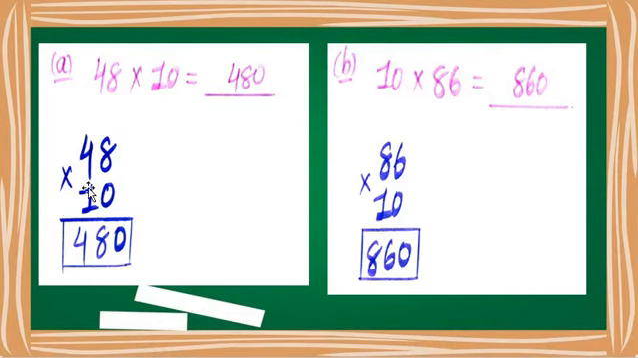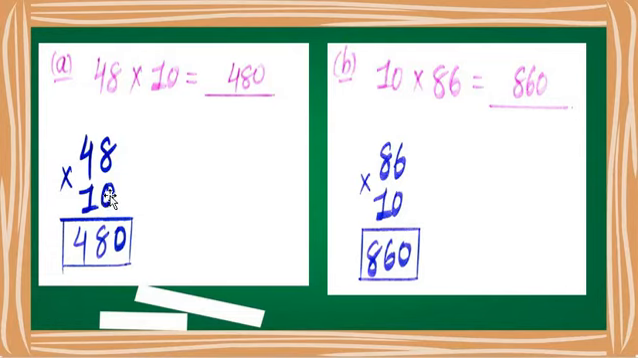So how many digits are here, all students? 2 digits, and here 10 is down. So the 0 of 10 is a compulsory 0. That's why we are putting this compulsory 0 here. This 0 of 10, we are putting as it is here. 0. Understood? Got my point, all students?